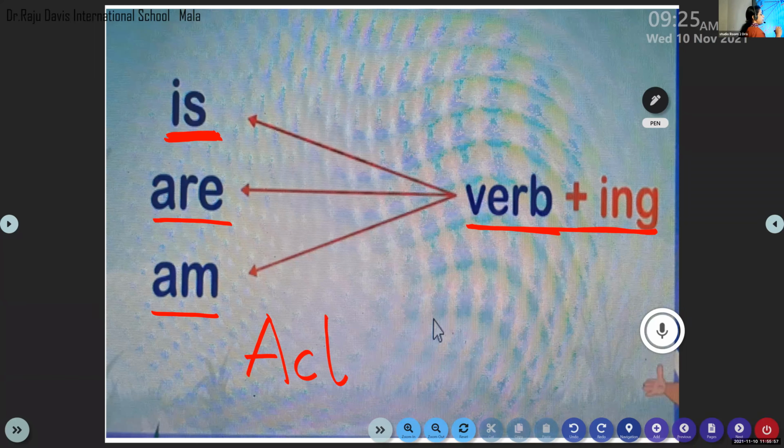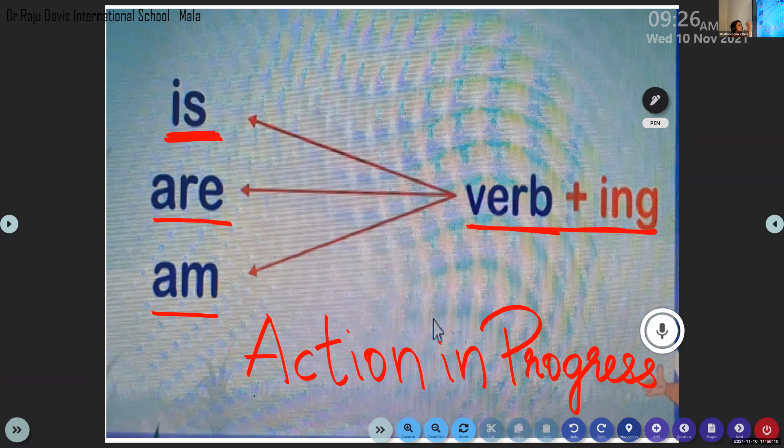Action in progress means we have to do something to the verb: not only adding ing to it, but before the verb, we have to add the helping verb according to the subject. If it is I, we have to add am. If it is plural, boys or they or girls or whatever, we have to add are. If you're talking about a girl or one person, we use is. So according to the subject, we use a helping verb plus the verb plus ing. That is the form of action in progress. Am, is, are, plus verb plus ing.